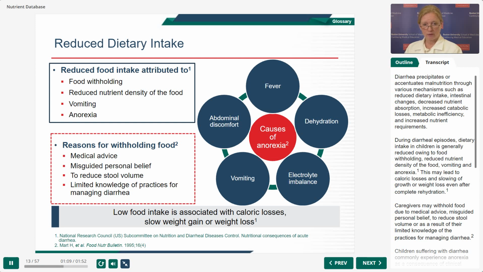Another point that's very often forgotten is that there are a lot of human beliefs around the approach that one has to have to diarrhea. Some populations believe that food should be withheld. Other populations believe that the quality, the nutrient density of the foods has to be decreased to avoid adverse effects. And this can come from the medical office or be just identified in the neighborhood. So there are a lot of issues around knowledge and practices of management of diarrhea and nutrition during diarrhea.